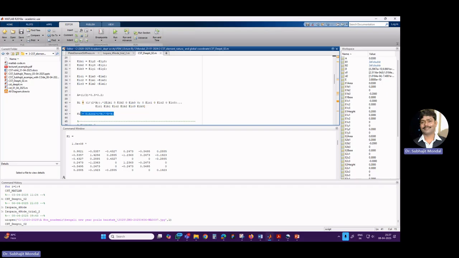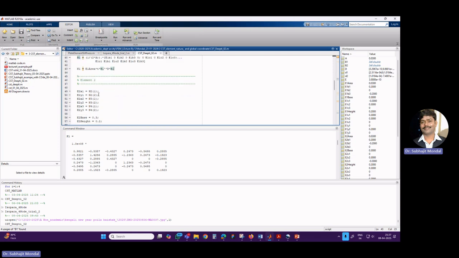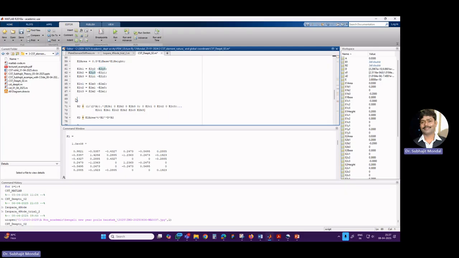and then we are multiplying B1 transpose D B1, and then multiplying with the area times the thickness. So here we can calculate the stiffness matrix for the element 1. Similarly, we also can do for the element 2. Okay. Here we also similarly can calculate the stiffness matrix for the element 2.